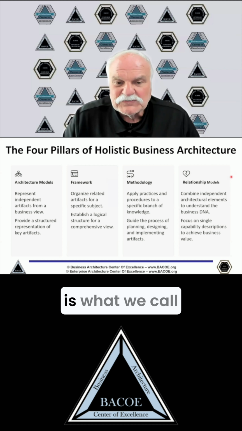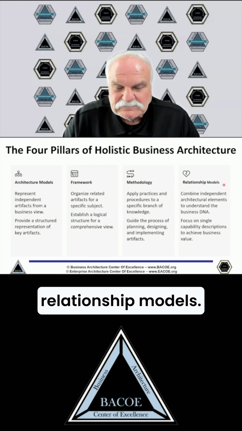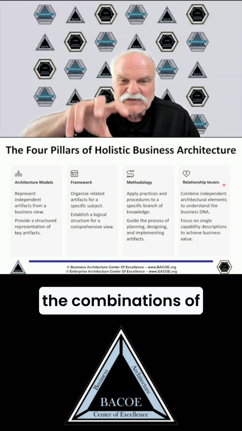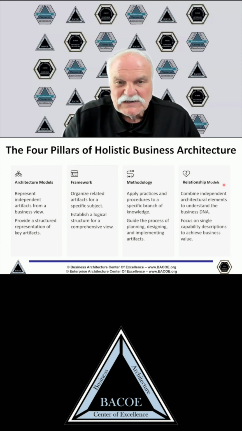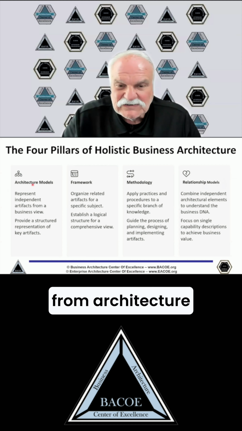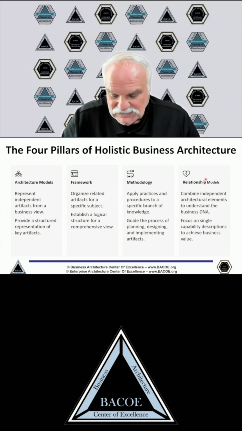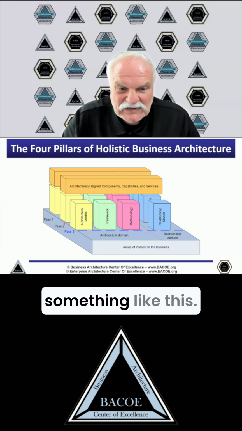And the fourth component is what we call relationship models. And those are the combinations of the independent artifacts that you and I were talking about. That's where we go from architecture to implementation. And the four pillars look something like this.